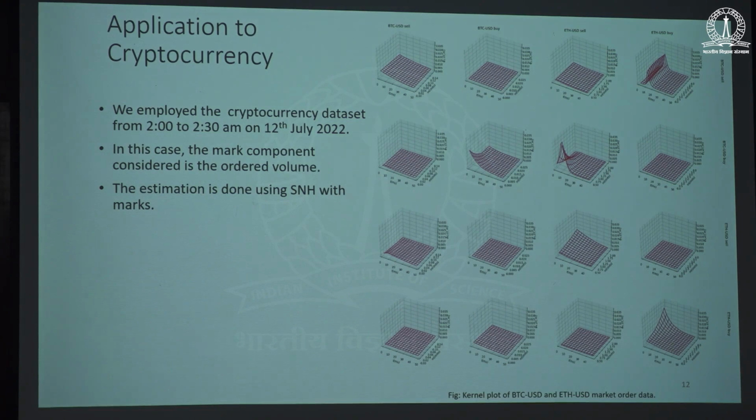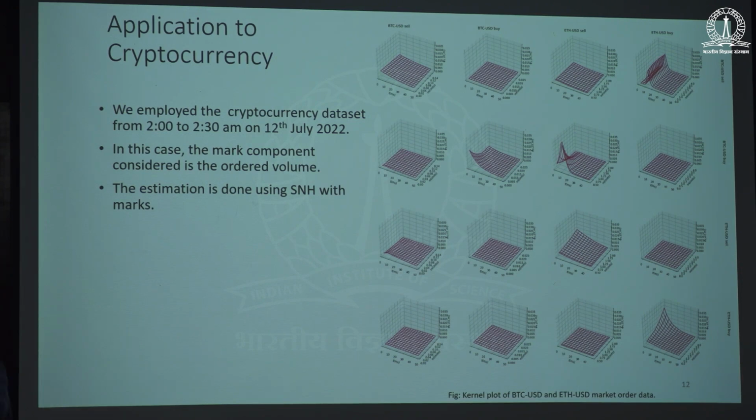We applied our method to a Bitcoin and Ethereum dataset, which is a cryptocurrency dataset. Why we use Bitcoin and Ethereum is that they are the most traded ones. We can use other datasets too, as there are about 20 cryptocurrencies in the market. You can also use all of them.